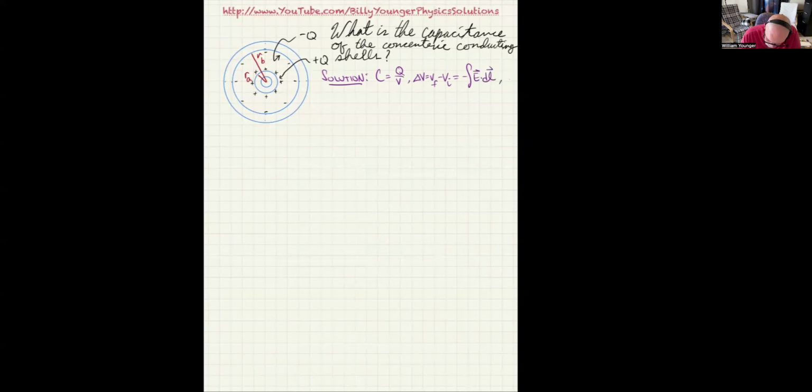And then, in addition to that, we can't actually calculate that delta V, which is the V that goes in the denominator, unless we have the electric field. So we're going to use Gauss's law, the closed integral of E dot dA is equal to Q enclosed over epsilon naught. We're going to use that to calculate the electric field. So step one will be use Gauss's law. Step two will be use delta V equals negative integral of E dot dl. And step three is going to be use C equals Q over V.